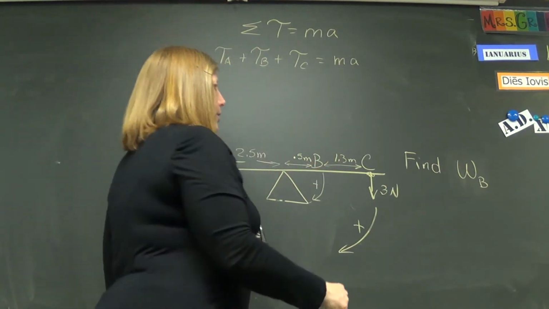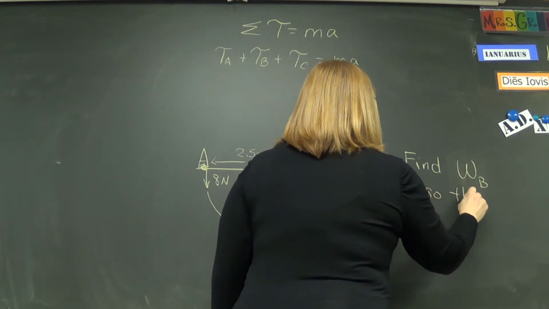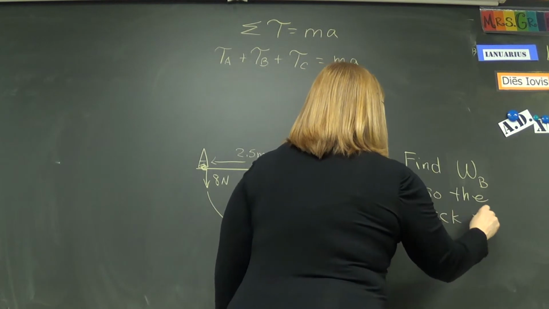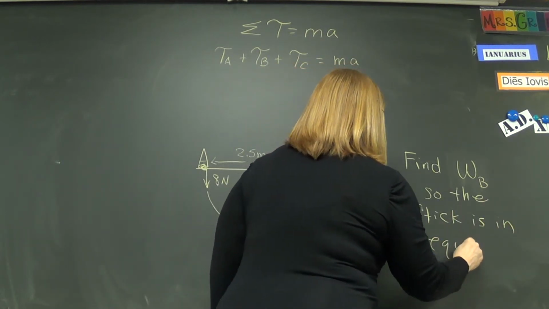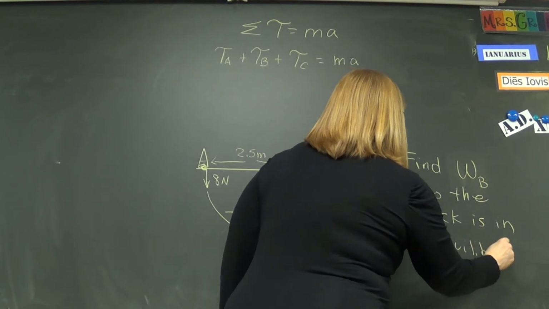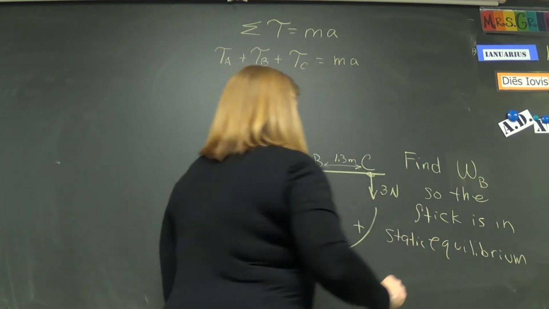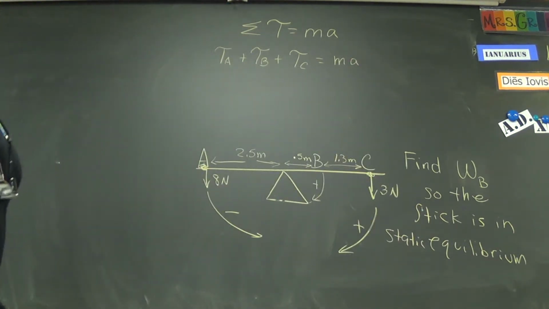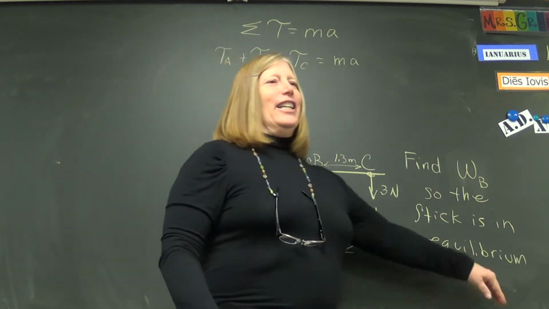Now, I want you to find the weight of B so that this is in equilibrium. So let me add that to the question. Find the weight of B so the seesaw is in equilibrium. And we'll call it static equilibrium. So in other words, that's all fancy to say it's still. But we're in physics class. We're not going to use words like still. We're going to call it static equilibrium.